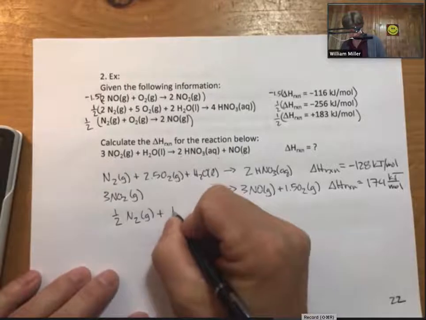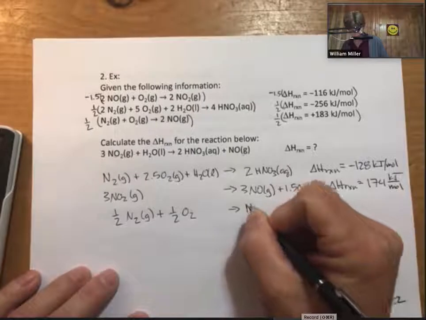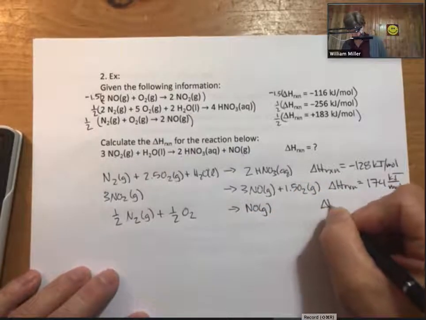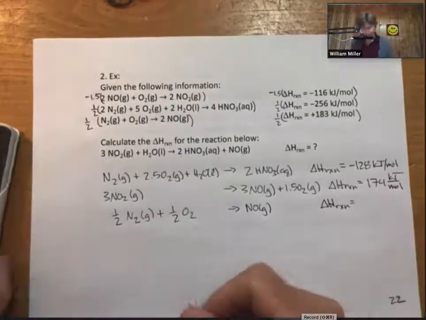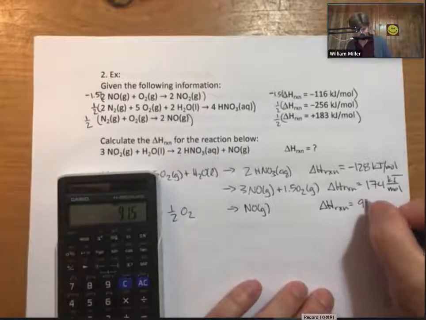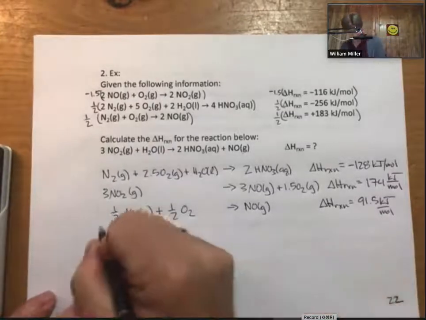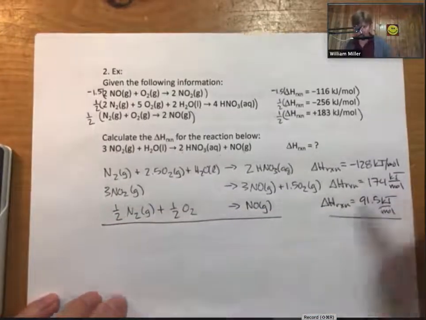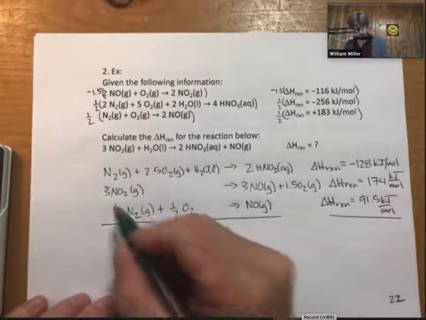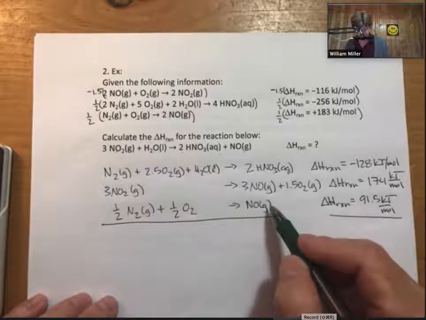All right, so half O2 goes to NO. Half 183, 91.5. All right, let's add them up. See what we got here. I'm going to move over to green. I got an N2, and an N2. And I got no N2s on the other side.